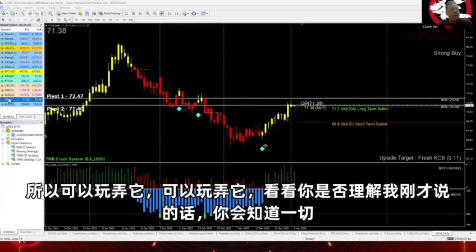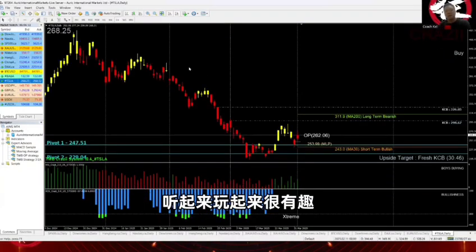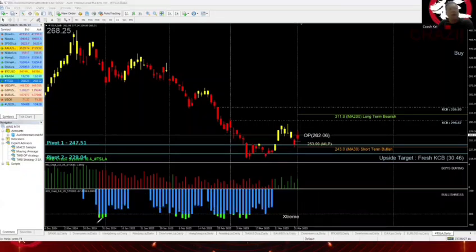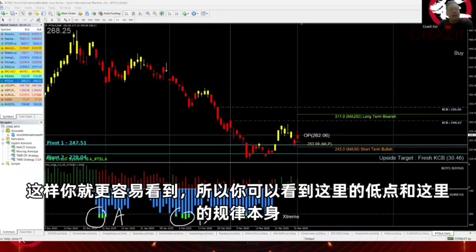Go and play around with it and see whether you understand what I just said, and you will know that this thing sounds quite fun to play. So you understand why I am so bearish on Tesla? Okay, you see here, right? This is set A, here's set B, making it easier for you to view. So you can see the low here and the low here itself.